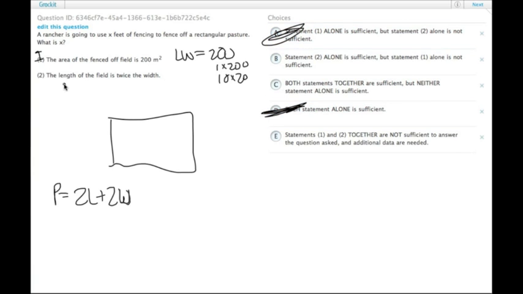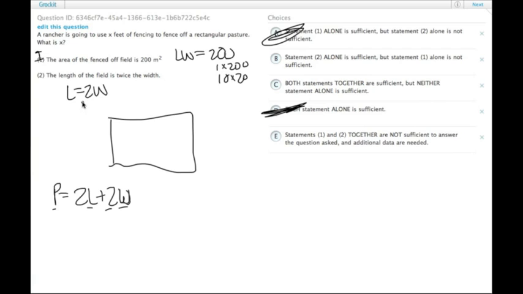Statement 2 tells us that the length of the field is twice the width. So we get L equals 2W. But again, this really only provides a second equation. And remember, we have 1, 2, 3 variables. Actually, I should have underlined the W. Anyway, 3 variables with only 2 equations.